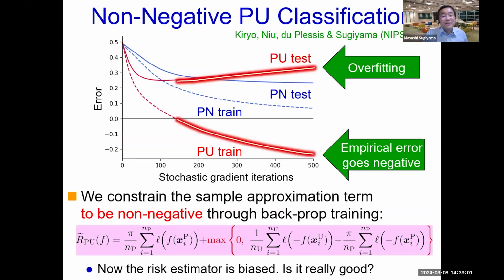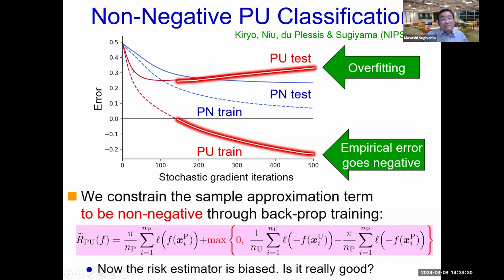Here's a simple numerical illustration. I took the stochastic gradient iteration on the horizontal axis. For standard PN learning, suppose we have positive samples and negative samples, then this blue dotted line is the training error, the empirical error. It decreases monotonically like this. Then the test error, this blue solid line, also decreases nicely in this way. So this is the standard situation.